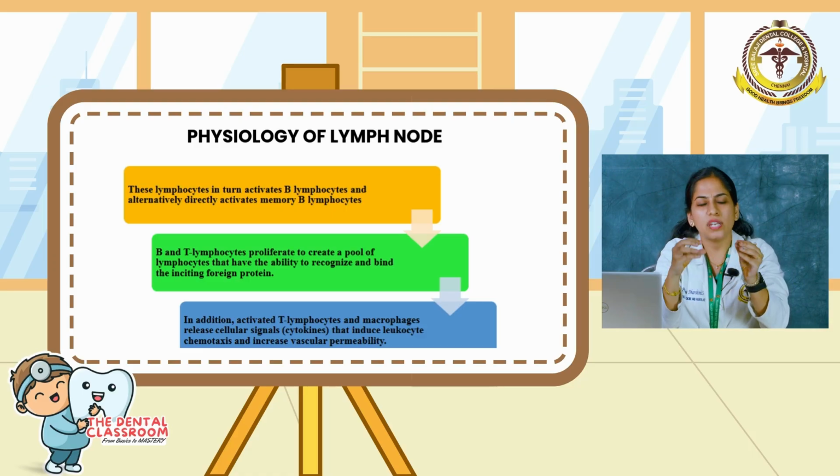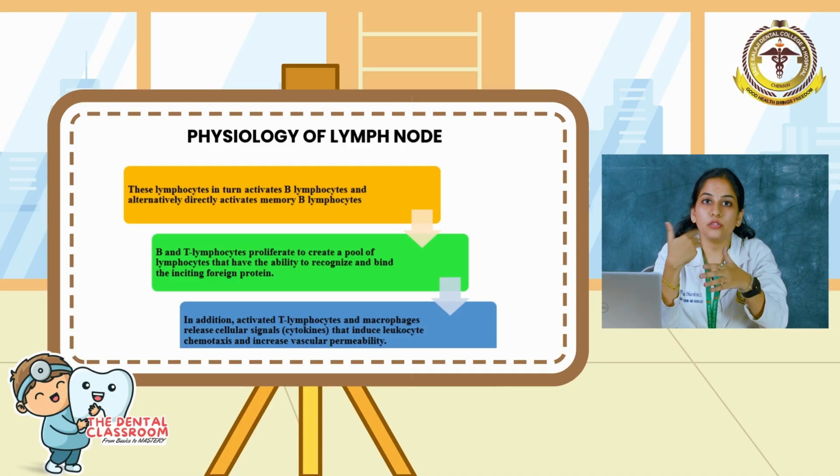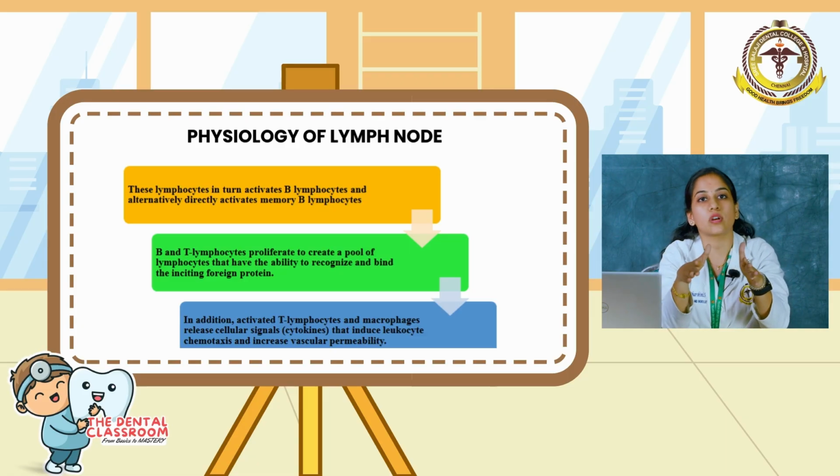Why? Because whenever a disease occurs in the human body, these memory B lymphocytes, as the name suggests, keep a memory of what disease has infected the patient. So the next time the same disease infects, these specific cells come into play and destroy the disease.